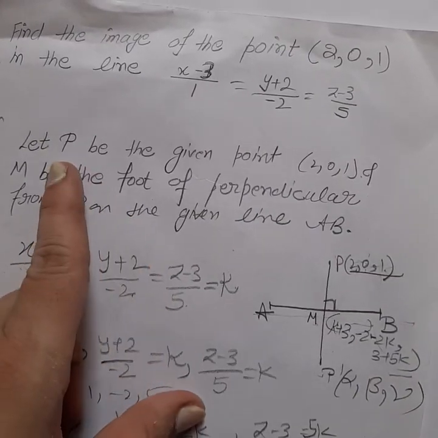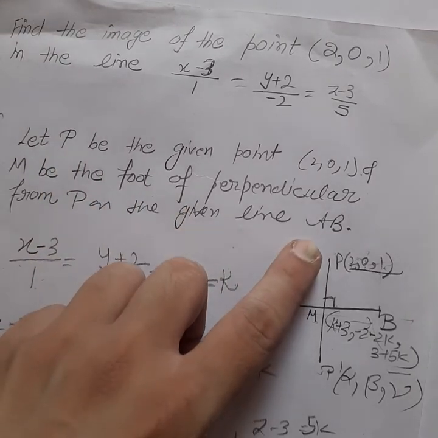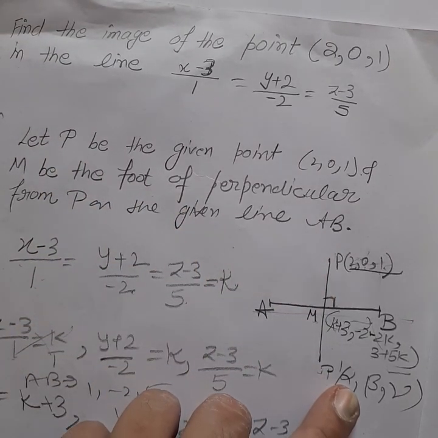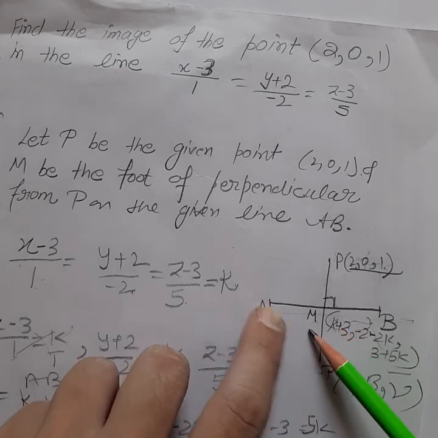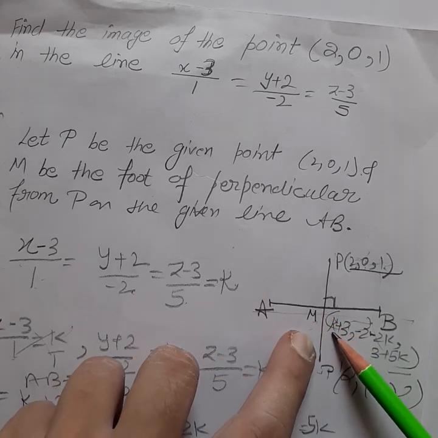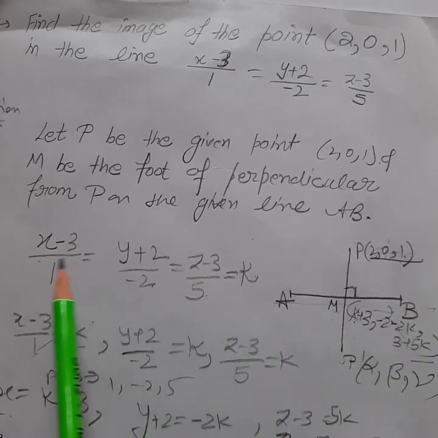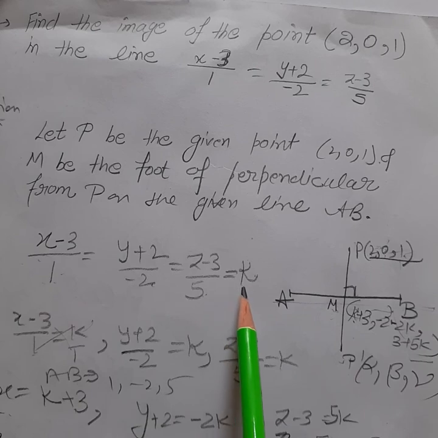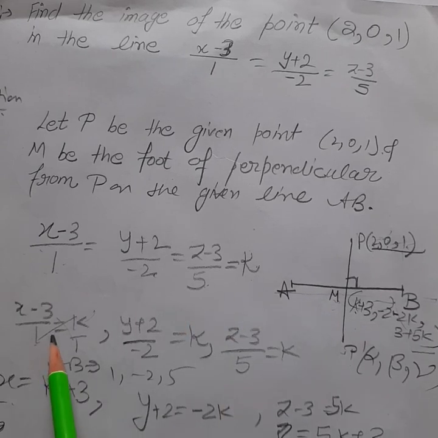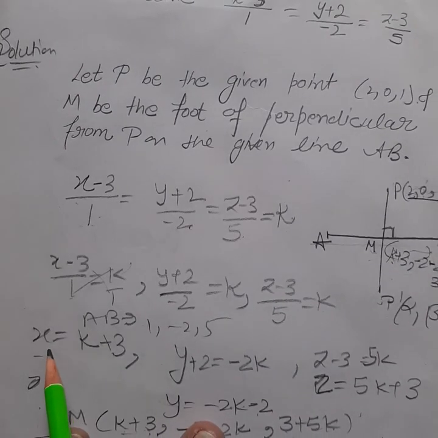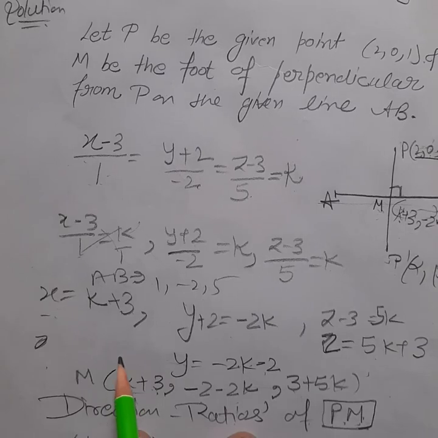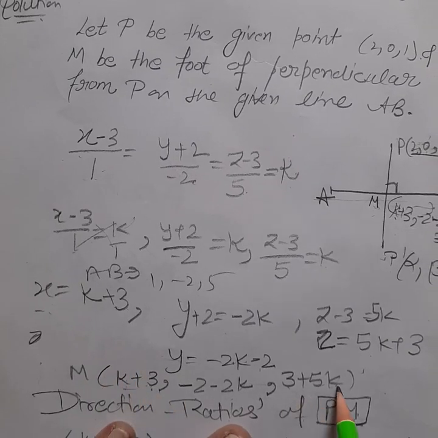If we have to find the image of this point, then first of all we have to find the foot of perpendicular, and to find this point first of all you have to write the given equation of the line, and you put it as k. After comparing each coefficient with k, you get the value of x, that is k plus 3, and this one, and this is the point M.